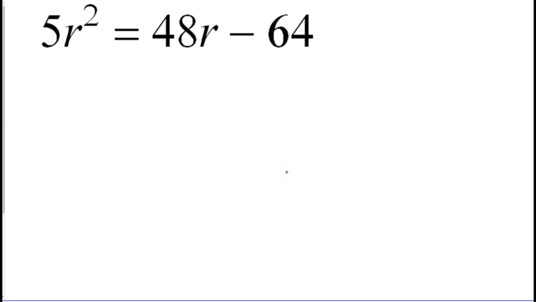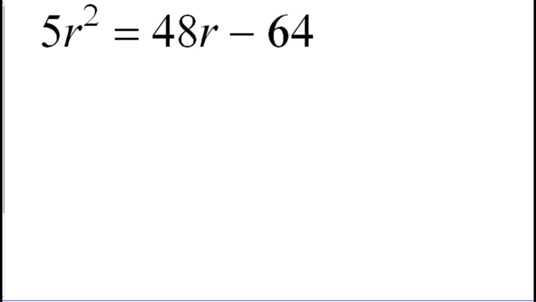Okay, the very first thing that we have to notice is when we look at an equation like the one we have, 5r squared equals 48r minus 64, in order for you to solve a quadratic equation, whether you're solving by factoring, solving by square roots, using the quadratic formula, whatever you're using, it has to be in standard form. You have to have everything on the left and a 0 on the right, or vice versa. I mean, you just have to have that 0 by itself.